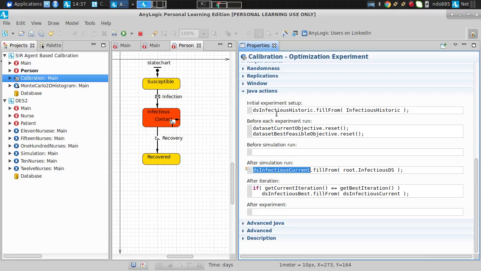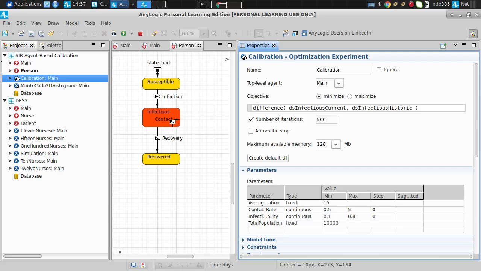Note this DS infectious current. That's where it got that data. The historic data it got at the very start of the model, the very start of the experiment, from some table function. And every single realization, it's going to do a comparison between the historic data, in other words, the observed data, and the model's output. And the result of this is going to be a measure of how discrepant they are, how different they are.